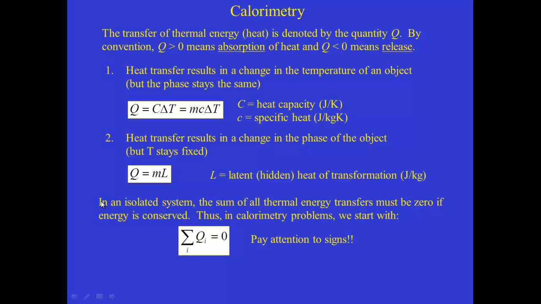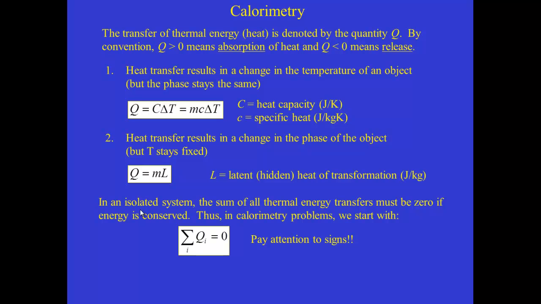Here is the important equation at the very bottom of the page that we use to do all calorimetry problems. It's actually a thermal energy form of the law of conservation of energy. And it goes like this. In an isolated system, and the system is almost always going to be composed of more than one part, there often will be two or more parts that are all in thermal contact with each other.